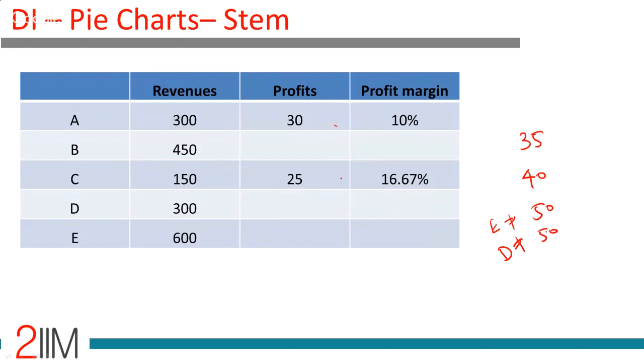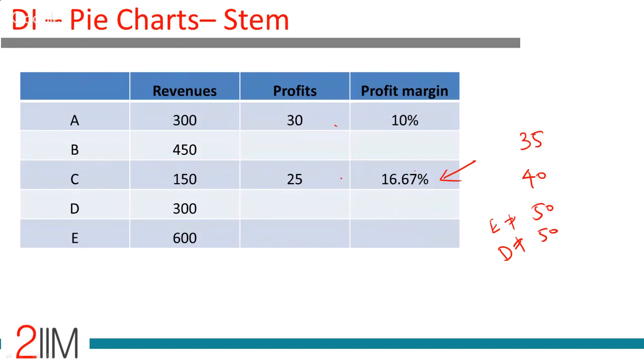We know this because if D had generated 50, then D's profit margin would have been 16.67%, and that is not good enough. Why? Because the profit margin seen by C is higher than everyone else. The company that sees a profit margin higher than every other company sees the least revenue, that is the first company. So D cannot have seen profit of 50, because otherwise D's margin would be 16.67%.